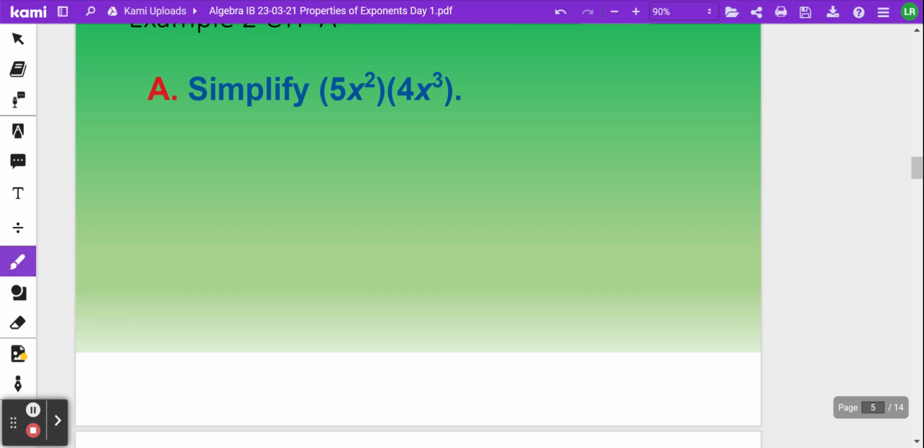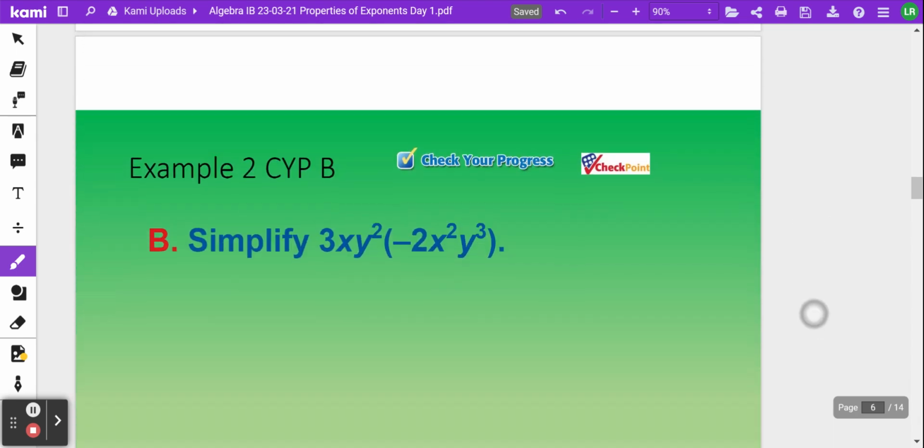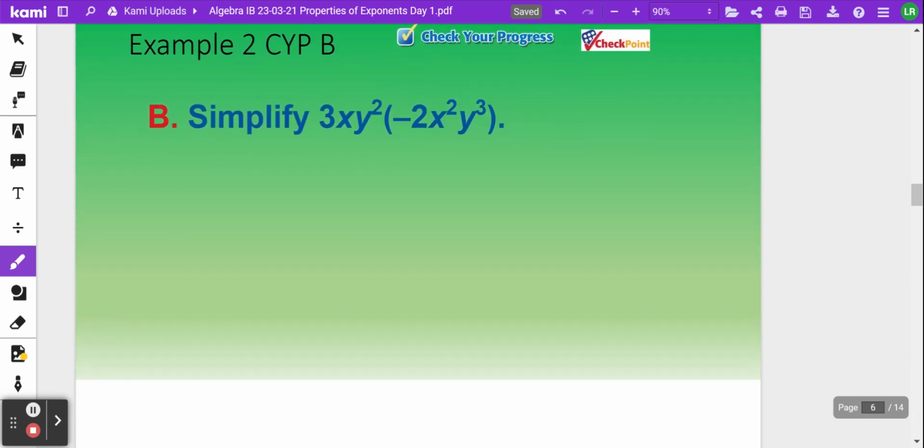For this one, my base numbers are 5 and 4, and my base x's are x squared and x to the third. So remember, 5 times 4 is still 5 times 4, 20. X's are multiplied, I can add their exponents. 2 plus 3 is 5. And there's that one: 20x to the 5th. For letter B, go ahead and pause the video and complete letter B.